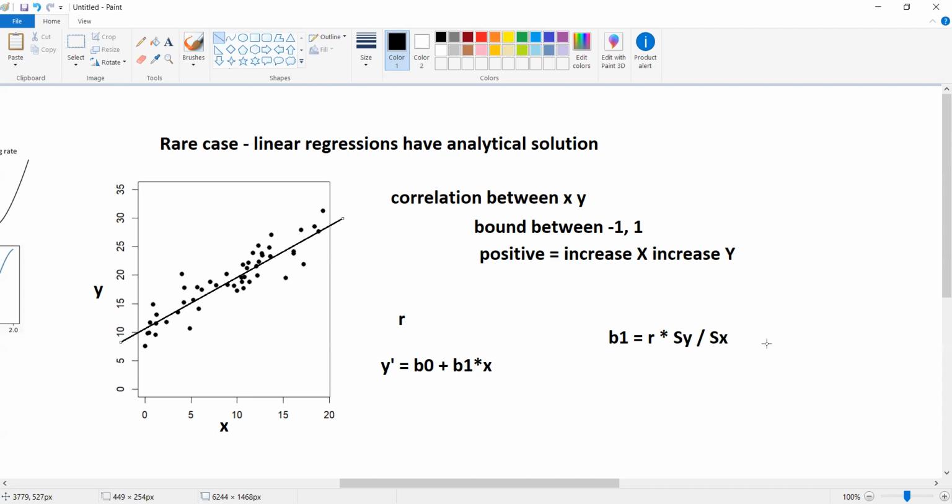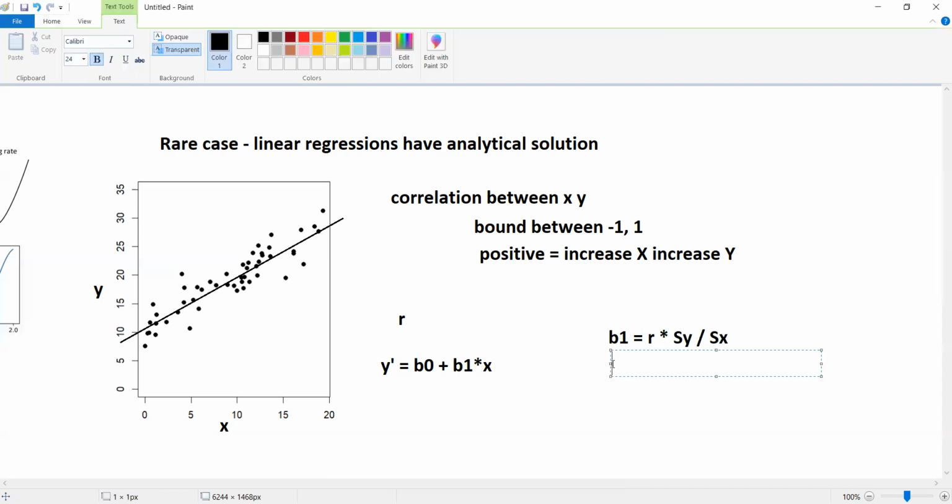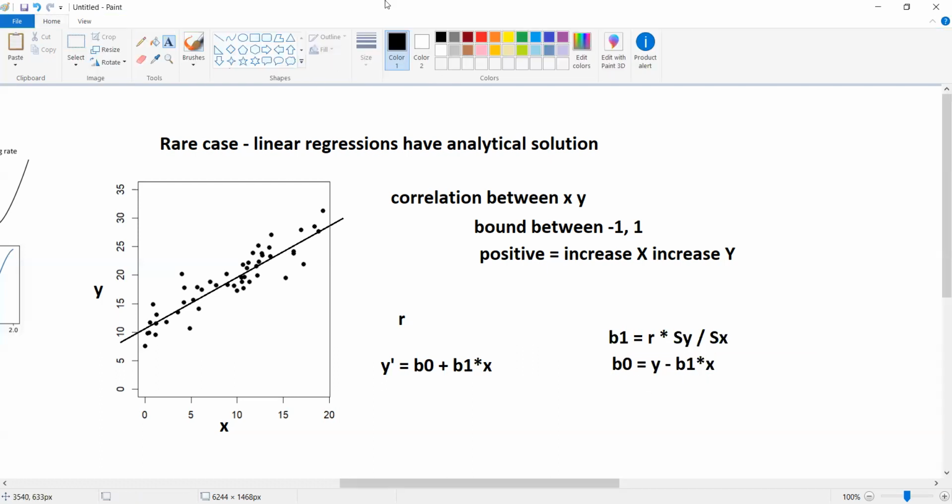Okay, cool. And then B0, how do we find B0? Just so I'm not messing this up. It is the mean of Y minus B1 times the mean of X. So B0 equals Y hat minus B1 times X hat. I'm just going to put the hats quickly. Hat means mean, right?